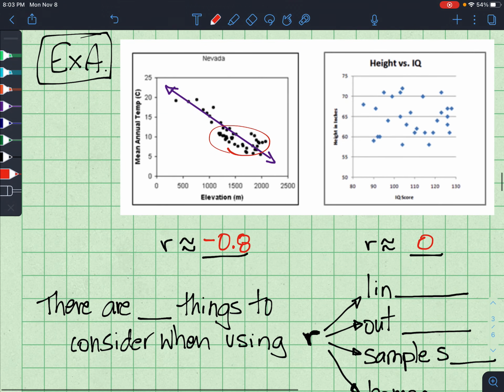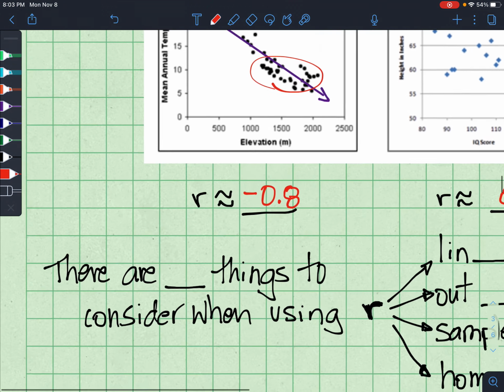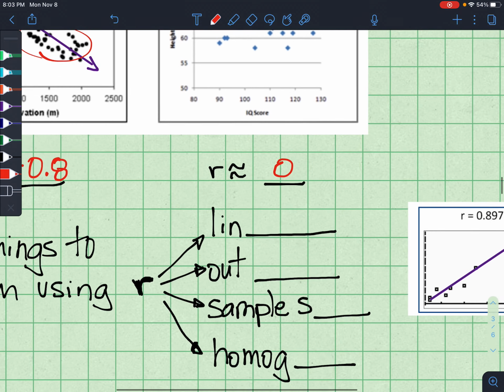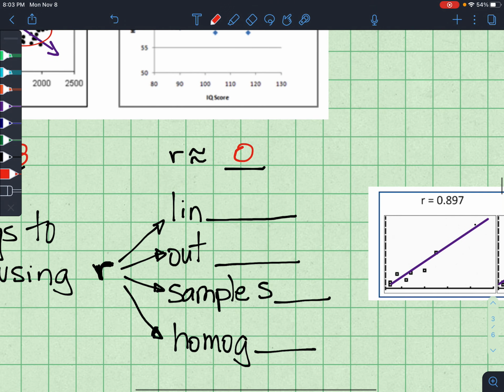Now, as we use and interpret R, we need to pay attention to four things. Number 1, never grab the R value without looking at the graph. We need to make sure that we have a linear relationship, because you could have an R value of 1 and it could be a curve that fits nicely, and so we just don't want to make that assumption.